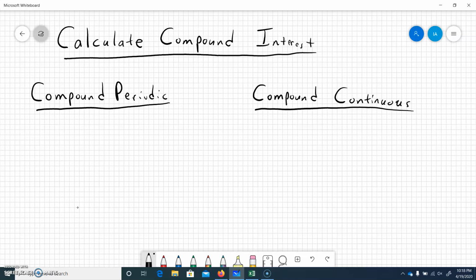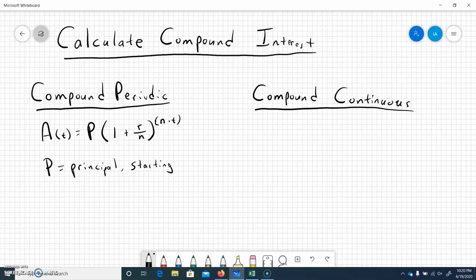But the function here for compound periodic is A of t equals P times (1 plus r over n) raised to the n times t. So let's talk about what this means. We're talking about interest. We're talking about we put some money in the bank. So when we put money in the bank, the first thing that we see here is P. And that P stands for principal. So the principal is the initial amount. That's our starting amount. That's how much we would put in the bank to start with.